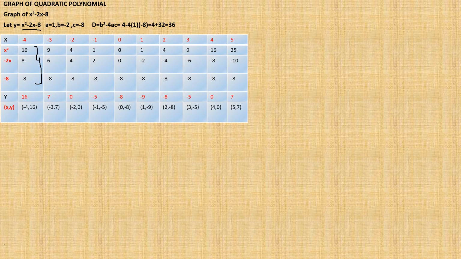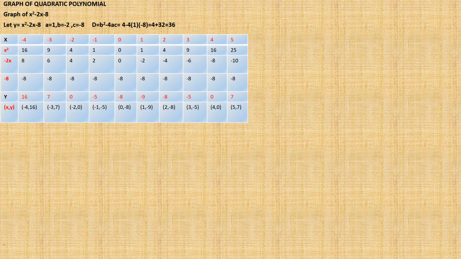Similarly, I have to substitute all the values like this: minus 3, minus 2, minus 1, and 0, 1, 2, 3, 4, 5. If you take 5 on the right hand side and 4 on the left hand side, that is enough to draw the graph. Now I got all the points. Take care of substituting the different values, and then you will get the ordered pairs. You have to write the ordered pairs in this column, and then go for the graph.